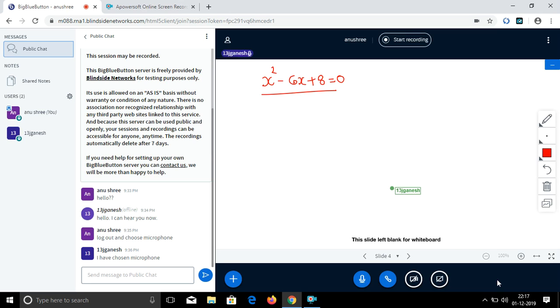Is it meant to be a straight line or a curve? It's a curve because it's a quadratic equation, so it will always be a U-shaped parabola. Yeah, okay.